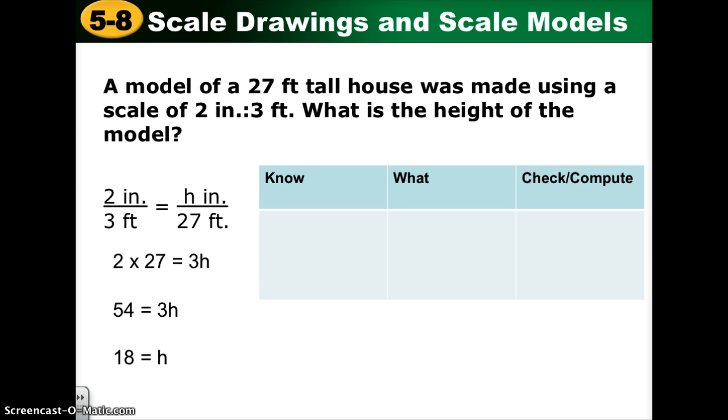Think about what we know. 2 inches over 3 feet is equivalent to h inches over 27 feet. So we cross multiply what we have, divide, we get 18 equals h. So the height of the model would be 18 inches for a 27-foot tall house.